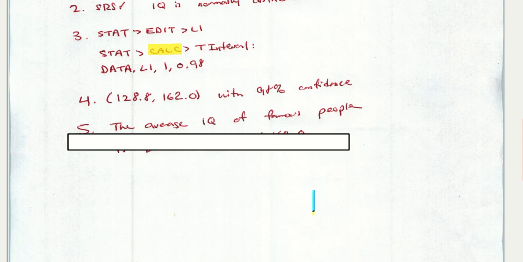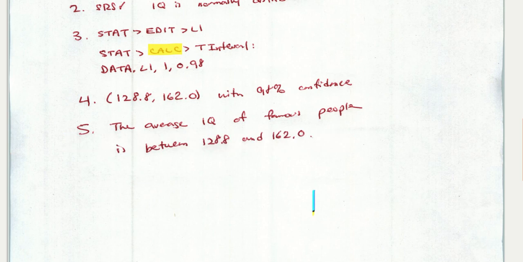We know what this is talking about. We can say this nicely. The average IQ of famous people is between 128.8 and 162.0, which is a nice end to our first example looking at a confidence interval for population means.